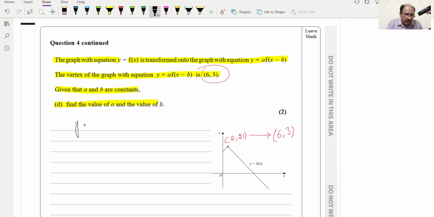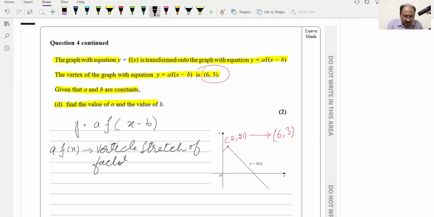So y is equal to a f of x minus b, and first of all, we will check this a f of x. A f of x is what type of transformation? This is basically a vertical stretch of factor a, and that is basically the y coordinate will be changing.